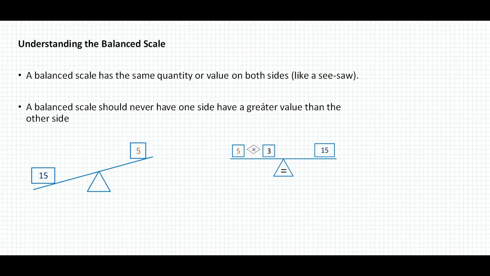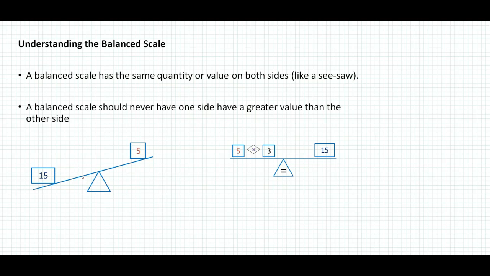So let's look at the balance scale again. A balanced scale must have the same value, the same quantity, on both sides, almost like a seesaw. Think about it this way: for a seesaw to be balanced, you have two people on both sides who weigh exactly the same. If one is heavier than the other, the seesaw tilts towards the heavier one, and you don't have a balanced situation.